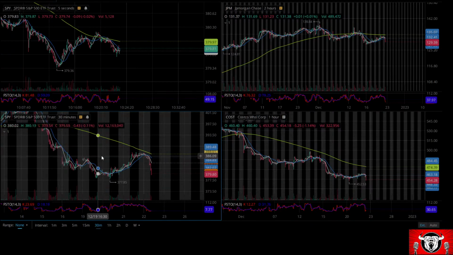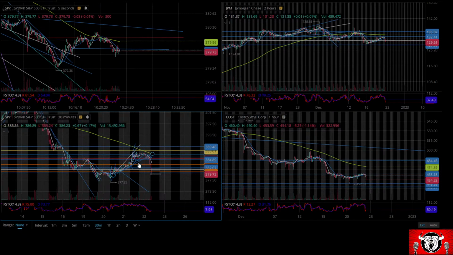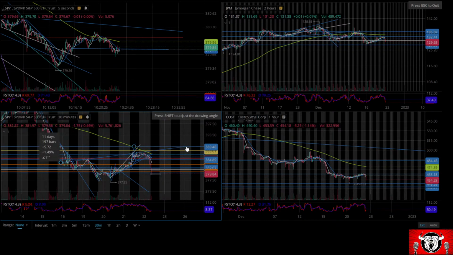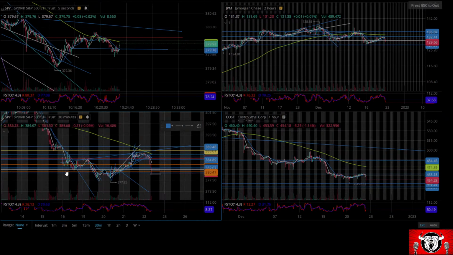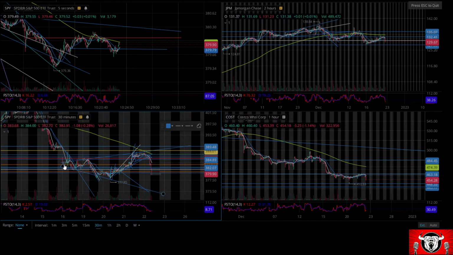So we've got a range expansion channel here expected, and if you put a regression line in there, it's right at that regression line right now. I guess I could draw it as if my chart isn't dirty enough already. And we've got, this is angular resistance. This is angular support. And your regression line, right in the middle.